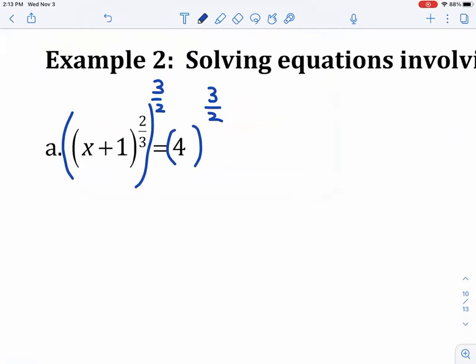The only way it affects the left side is, remember, a power to a power, we would multiply 2/3 times 3/2, which is 1. So the left side just becomes x plus 1. So it doesn't affect the stuff inside of the parentheses, but it gets rid of the fractional exponents.